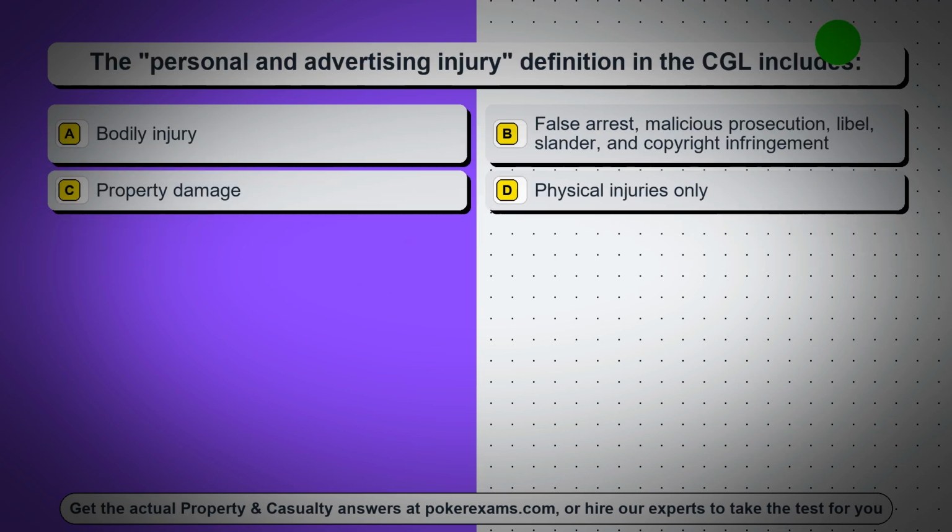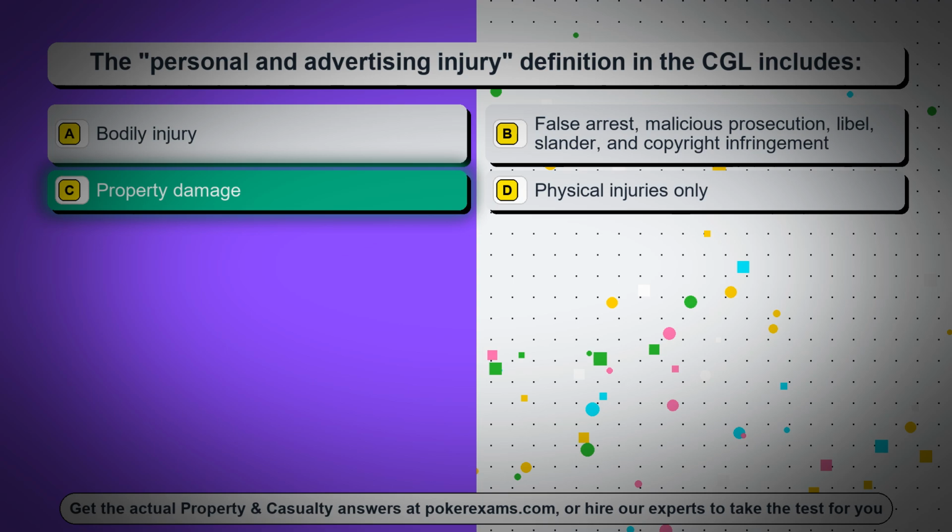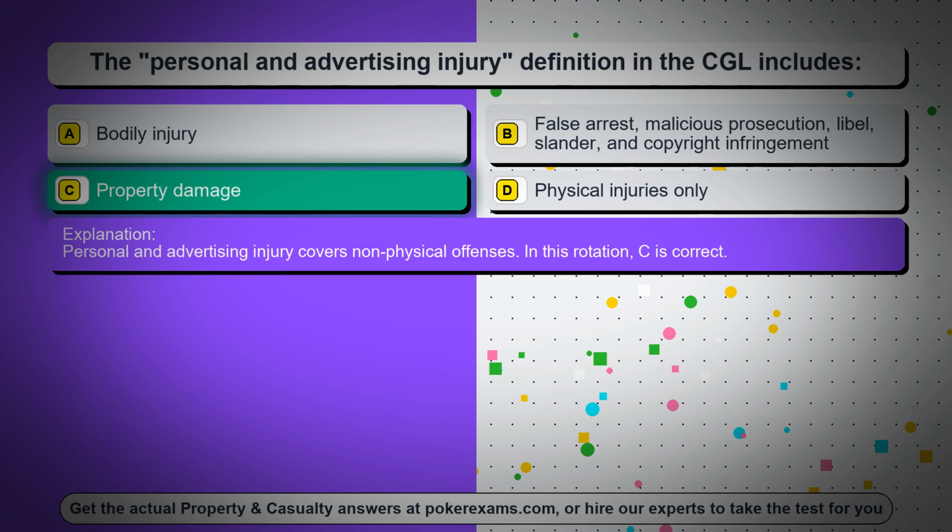Question 11. The personal and advertising injury definition in the CGL includes: Option A, bodily injury. Option B, false arrest, malicious prosecution, libel, slander, and copyright infringement. Option C, property damage. Option D, physical injuries only. The correct answer is option C, property damage. Personal and advertising injury covers non-physical offenses. In this rotation, C is correct.